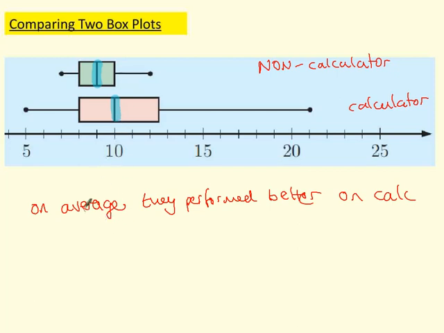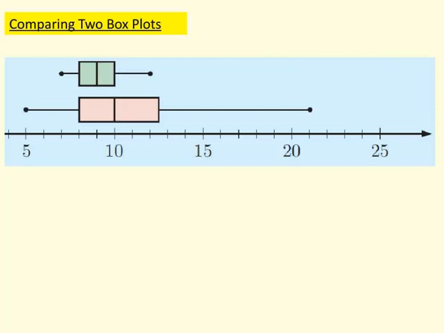Okay, and the next thing you want to look at is the interquartile range, which is a measure of consistency. And the interquartile range is the distance between the upper and lower quartile, literally the length of the box. So if you look at the box, you can see that this box has got a bigger interquartile range. Remember, the interquartile range is the upper take away the lower, but that's literally just the length of this box here.